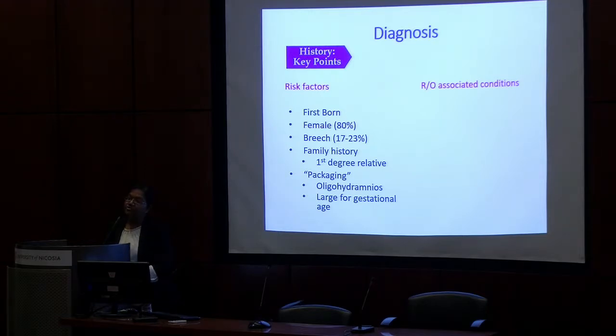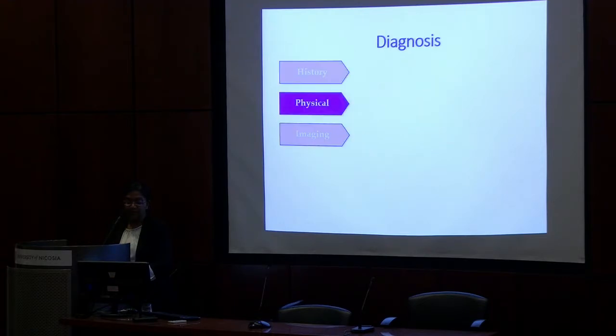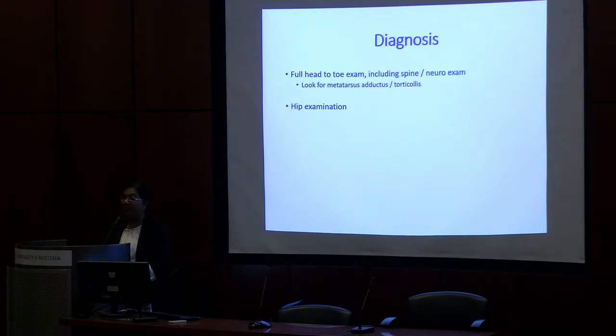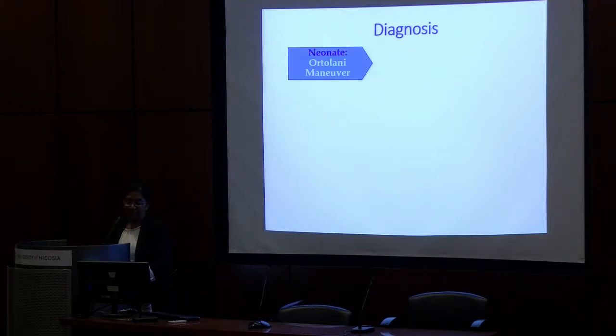You also want to make sure that this is not associated with other conditions, such as genetic, congenital, or neurologic conditions. And so you do want to take a thorough history and do a thorough physical exam to rule out the associated conditions. On physical exam, you do want to do a full head-to-toe exam, including a spine and a neurologic exam, and you want to also look for those associated packaging issues. And then you want to do a focused hip examination.